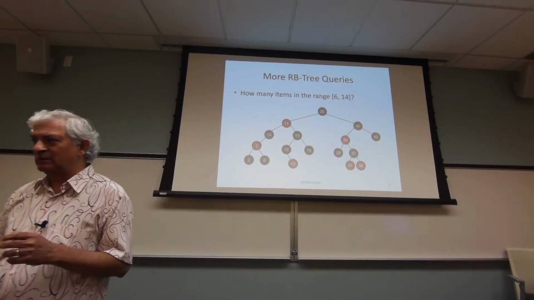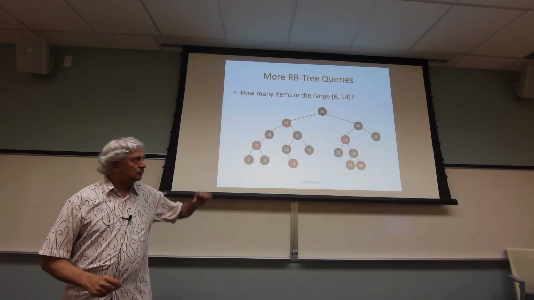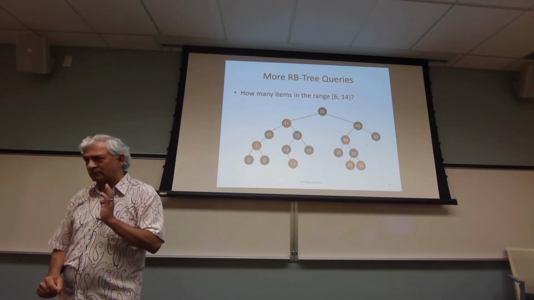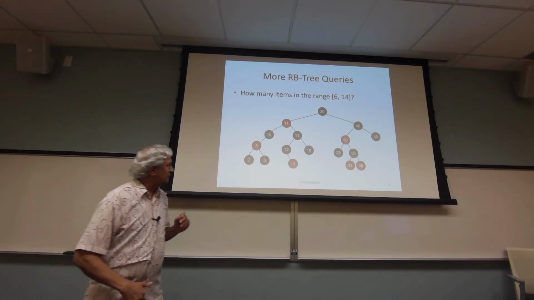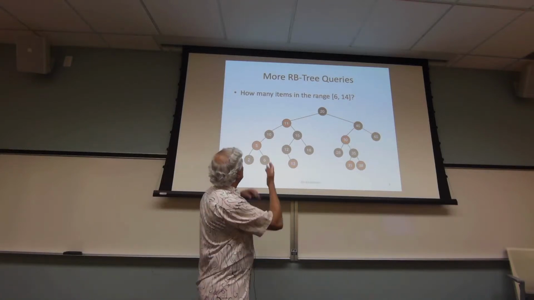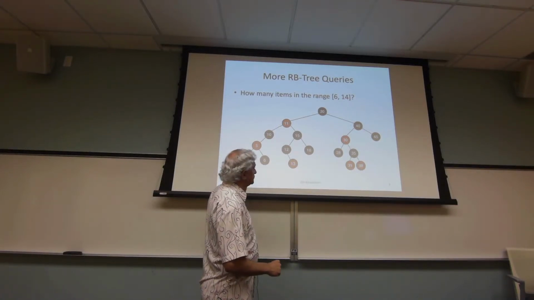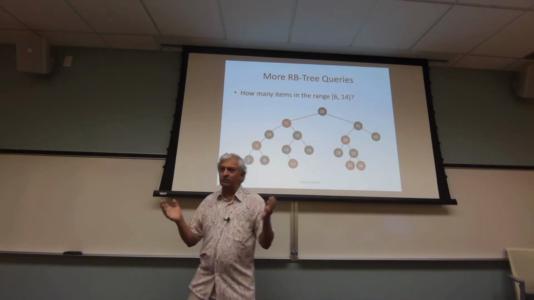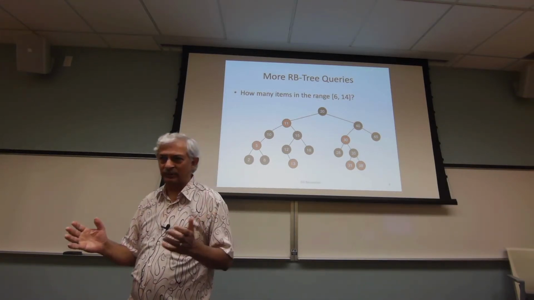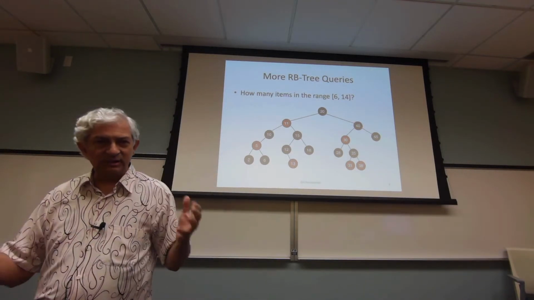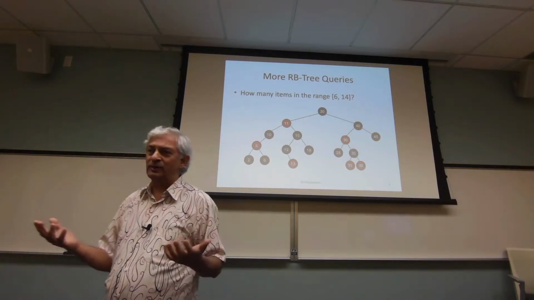What's the big deal? Well, the big deal is that you would have to look at the entire tree in general. So if I were to ask you for the number of items in the range 2 through 45, you would have to pretty much go and look at the entire tree. And this tree is assumed to be very, very large.